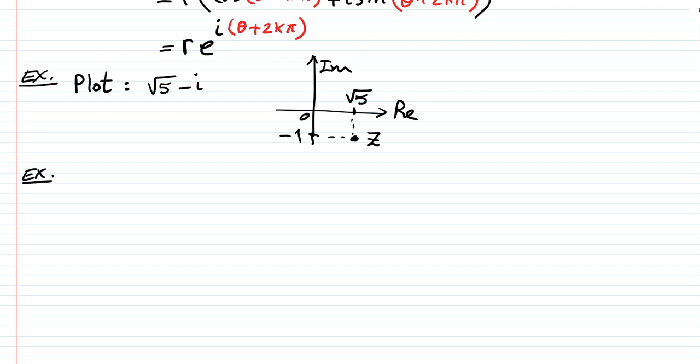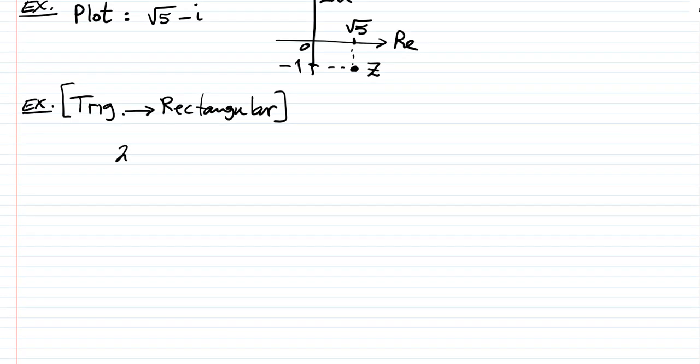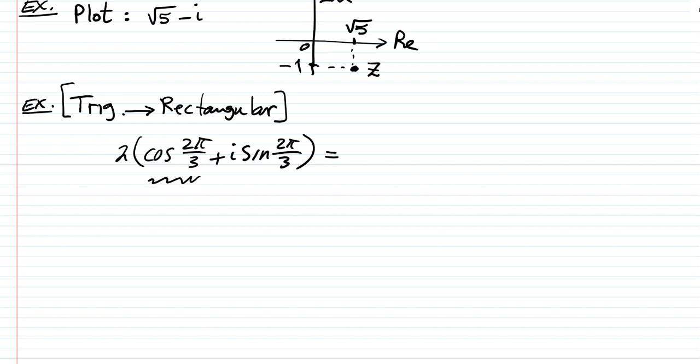Let's take a look at a different example here. Now, I'm going to go from trig form to rectangular form of this complex number. So my trig form, suppose this is 2 cosine 2 pi over 3 plus i sine 2 pi over 3. Okay, and I want to rewrite it in rectangular form. It's really easy to go to rectangular form. You really just evaluate the trig functions. So what is cosine of 2 pi over 3?